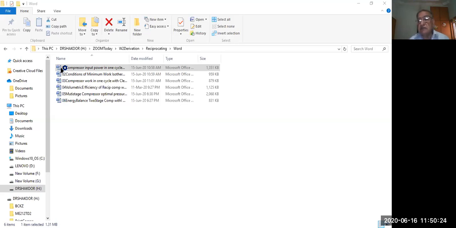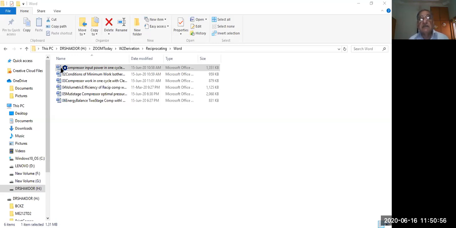From equation 2.6, which we have studied in thermodynamics 1, PV is equal to mRT, the well-known ideal gas law. From PV equal to mRT, we can convert this into temperature. PV can be converted into RT. m and R are common. So taking mR common, we get work input is equal to n upon (n minus 1) mR (T2 minus T1). So these two equations, 12.1 and 12.2, represent the work done in a reciprocating compressor in one cycle.